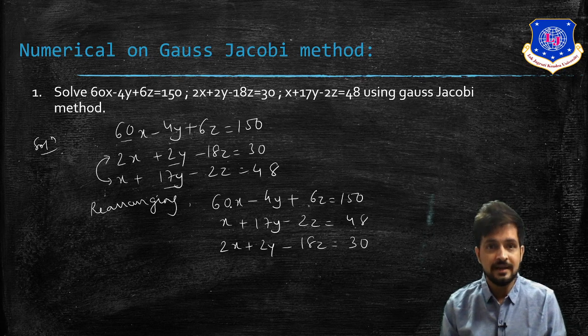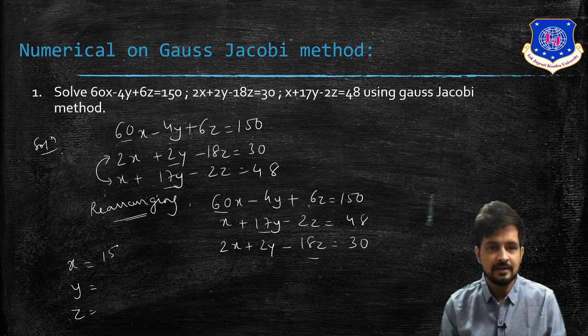See, now you can see it is diagonally dominant. Here 60, 17 and 18. Now it is diagonally dominant. See, if you will not rearrange, your whole answer will be incorrect. Okay, so you have to first of all rearrange to make it diagonally dominant, and from equation number 1 find x, from 2 find y, and from 3 find z.